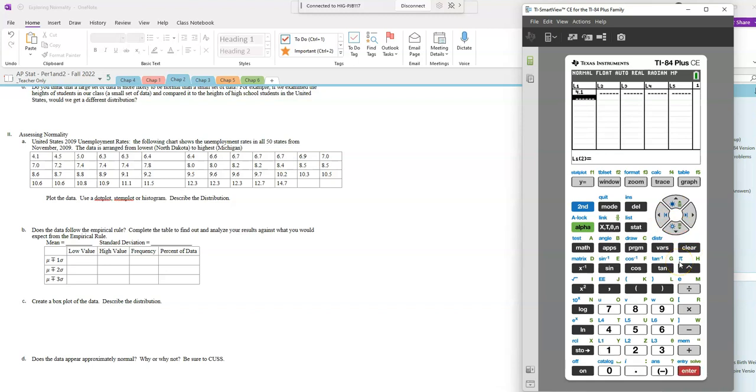So 4.1, 4.5. Data points, and I'm up to 14.7. All right, so we have the data in there.